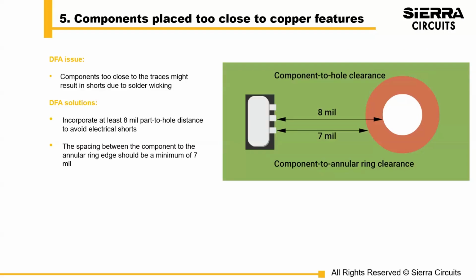Components that are too close to the traces might also result in shorts due to solder wicking. To avoid these electrical shorts, incorporate at least 8 mm part to hole distance, and the spacing between the component to the annular ring edge should be a minimum of 7 mm.